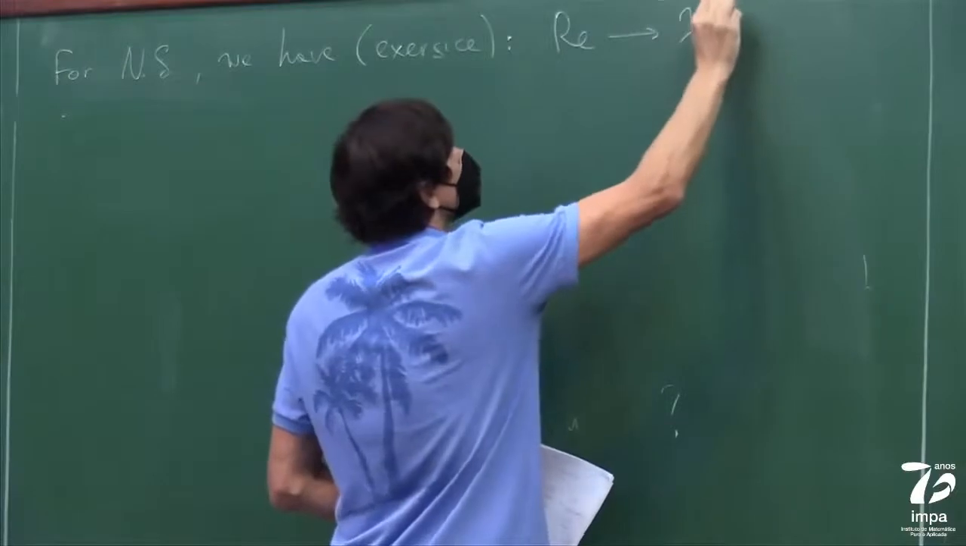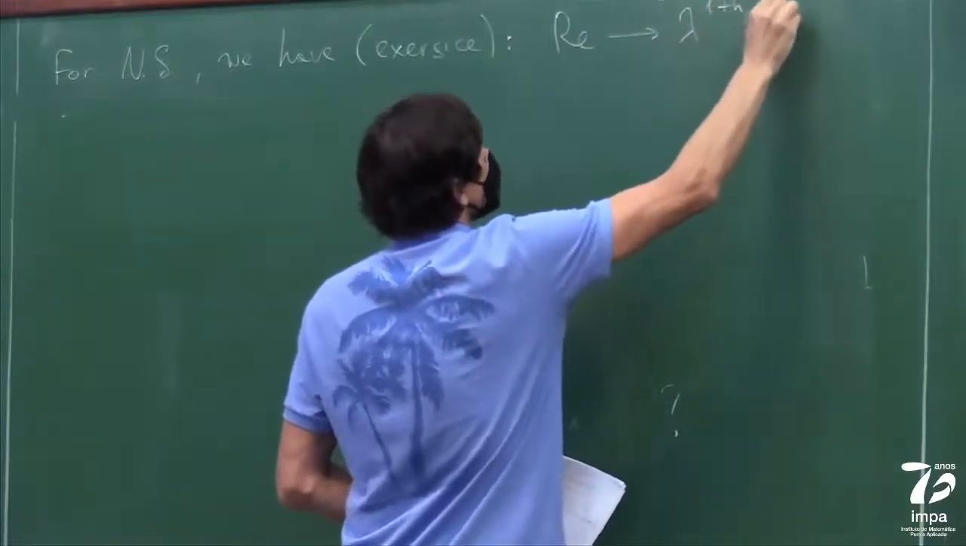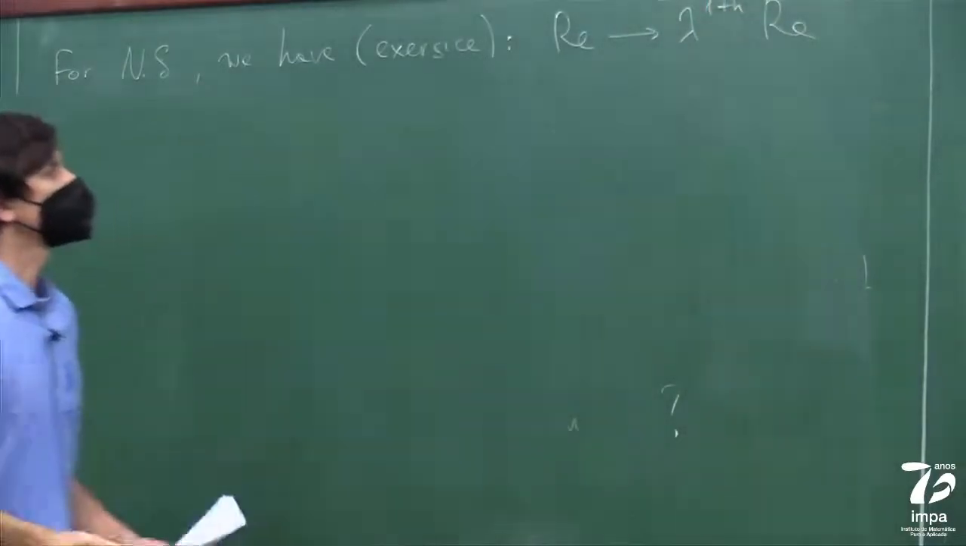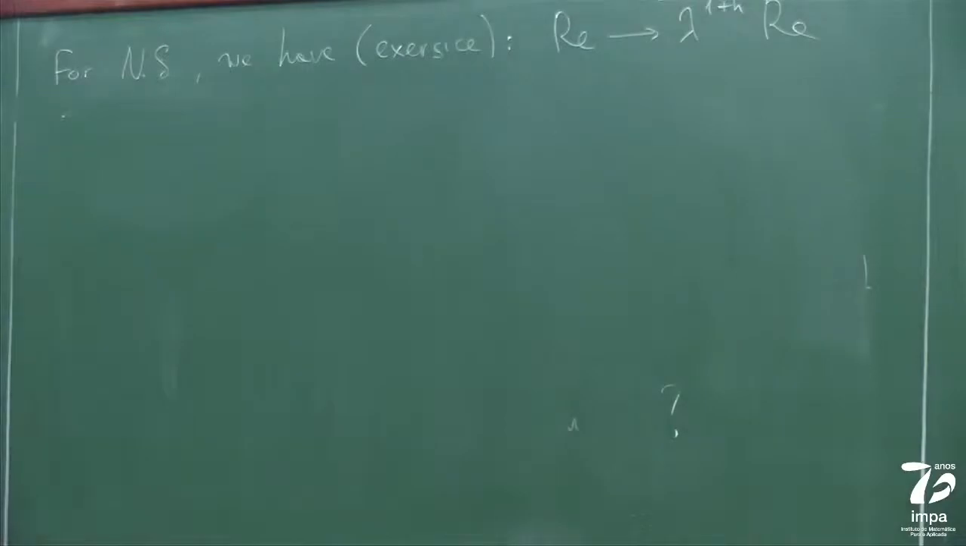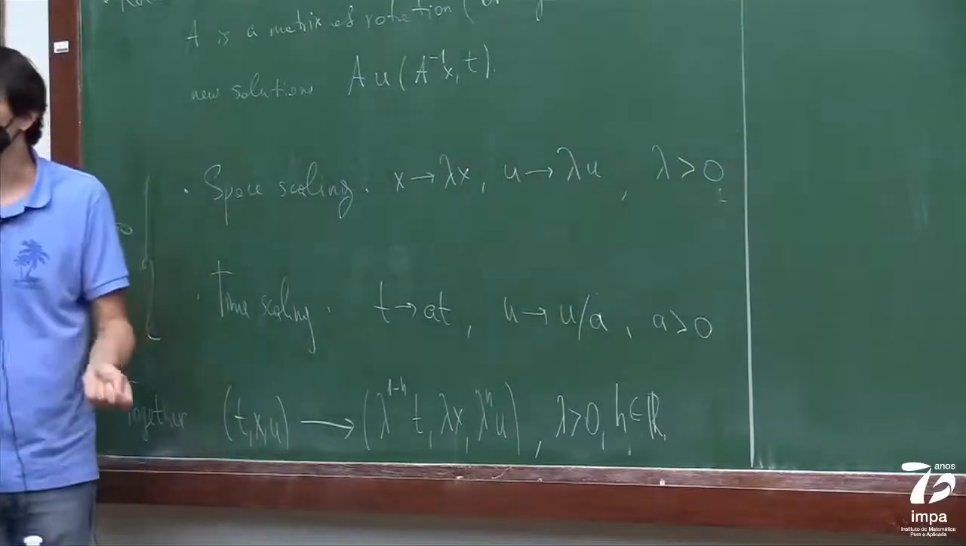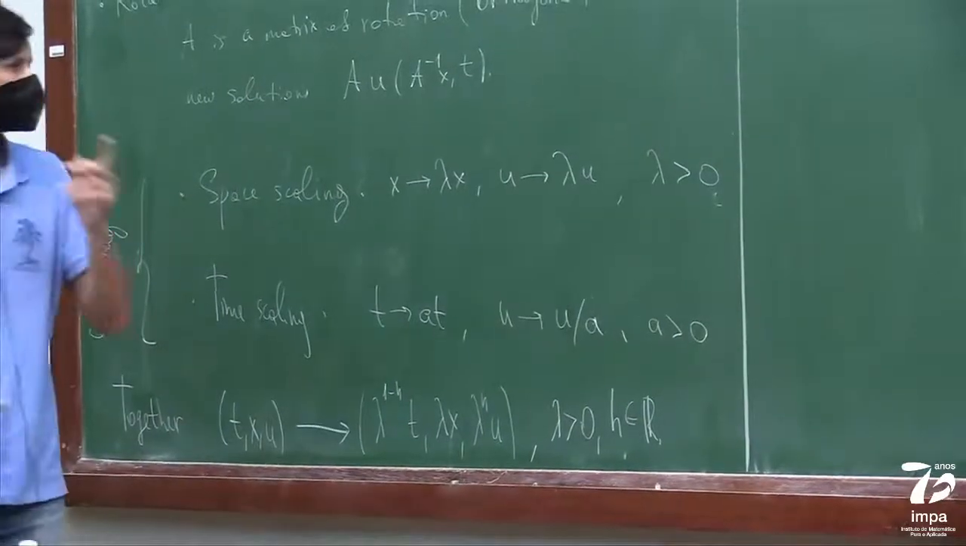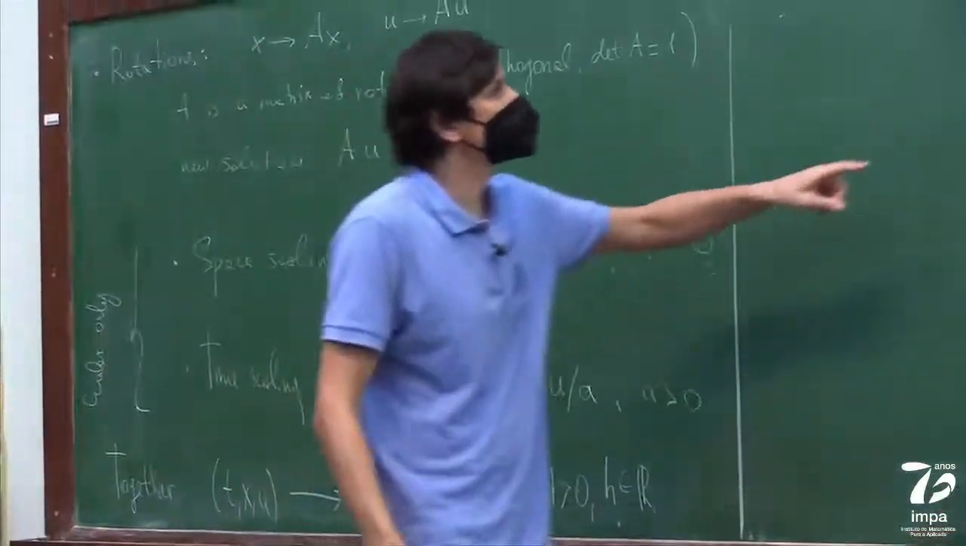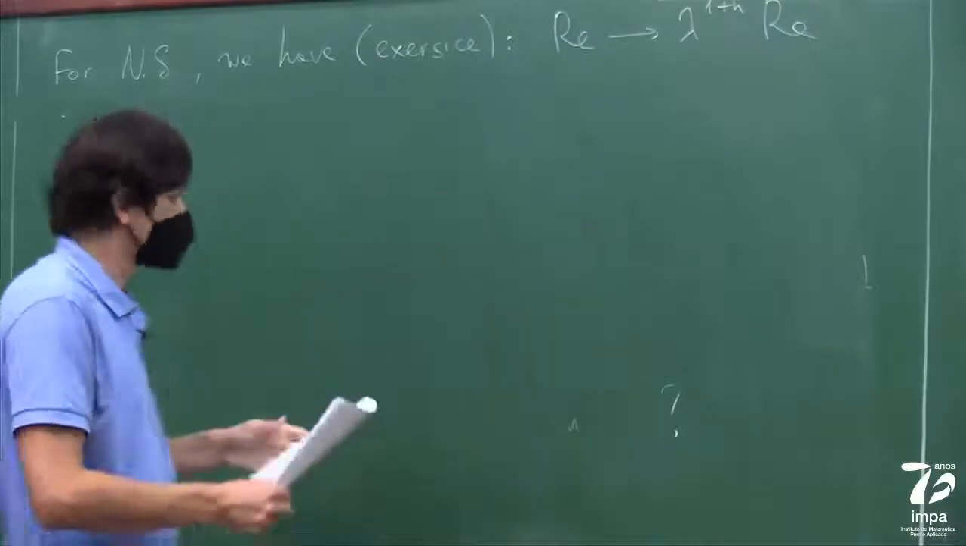like this, then you have a symmetry. So if you change coordinates, speeds, and Reynolds number, you get the same equation. So you have both scalings in Navier-Stokes if you also rescale your Reynolds number.